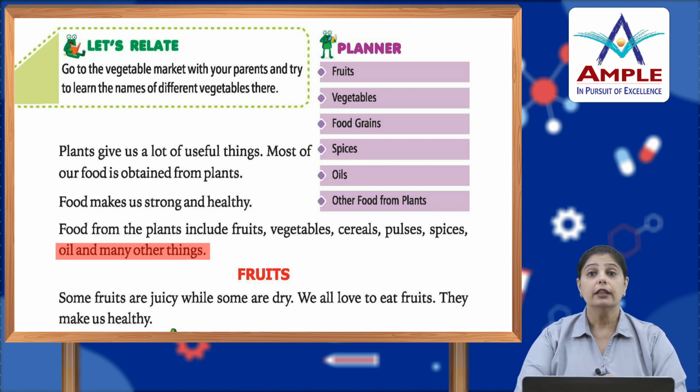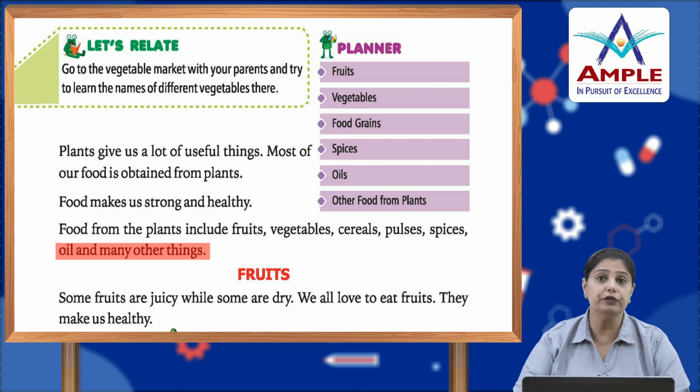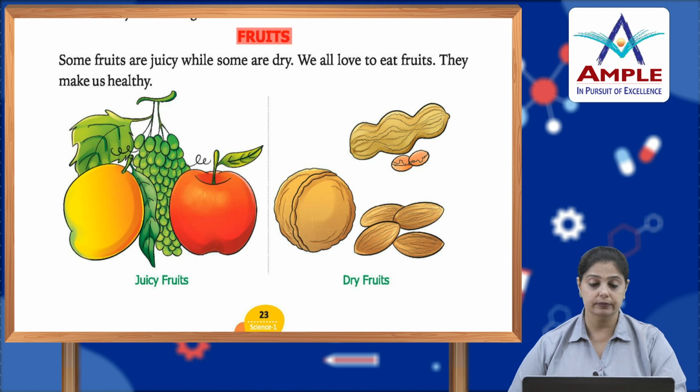So children, the plants don't only give us the vegetable part of it, the fruit part of it that we eat, the root part of it that we eat, they give us many different things, like we can get oil also from plants, which we use for cooking purposes. So let's start with fruits.